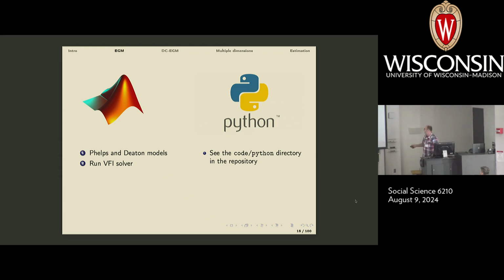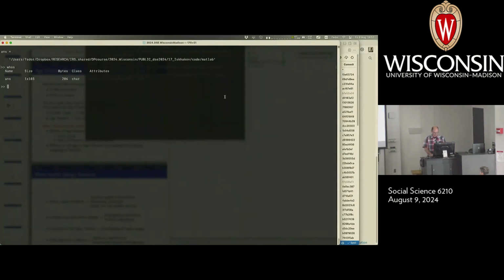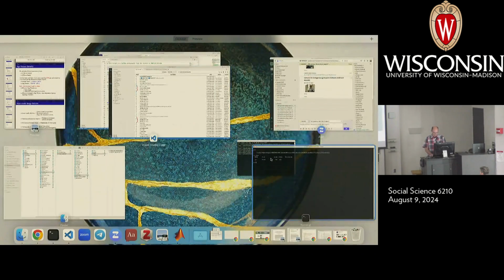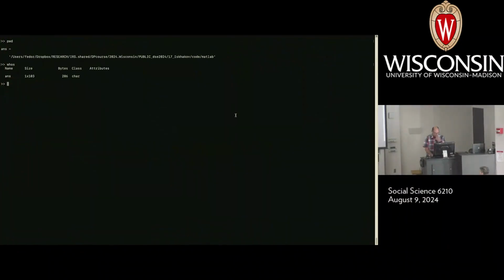And so the repository has both MATLAB and Python implementations of this. But everything is kind of set up in, let me put it here, in MATLAB.